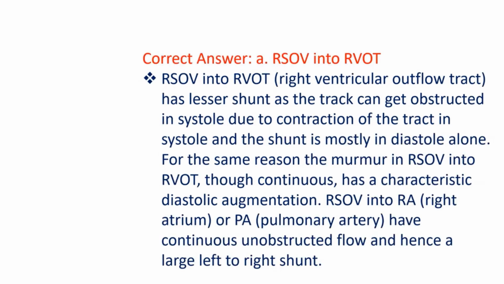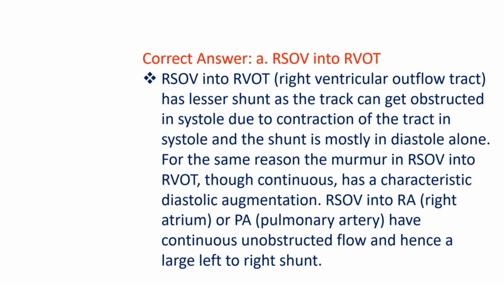RSOV into RVOT. RSOV into right ventricular outflow tract has lesser shunt as the tract can get obstructed in systole due to contraction of the tract in systole and the shunt is mostly in diastole alone.